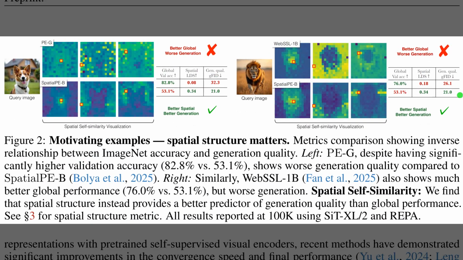Well, Figure 2 gives two concrete examples showing why spatial structure matters more than global accuracy. The overall layout contrasts a high-accuracy encoder with a spatially tuned one, using dog and lion query images on the sides. The heat maps in the central panels visualize spatial self-similarity, where brighter, sharper regions indicate stronger local structure around the red squares. The tables beside each set of maps report that, despite much higher validation accuracy, the global-focused encoders have lower spatial LDS scores and worse FID, while the spatial models win on both structure and generation quality.